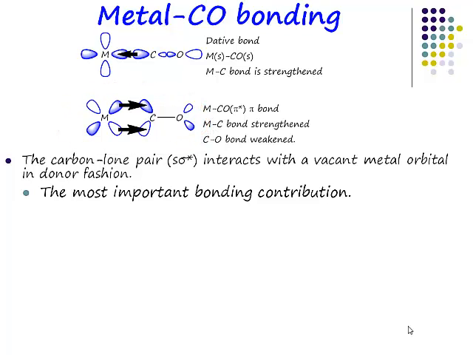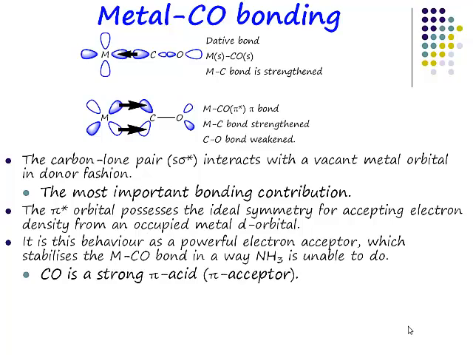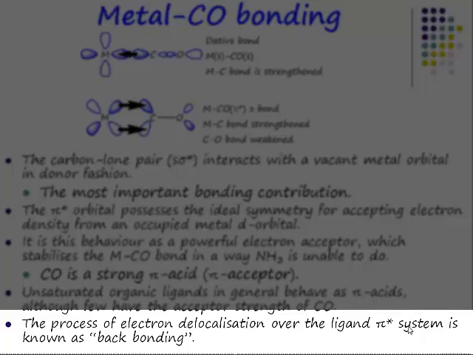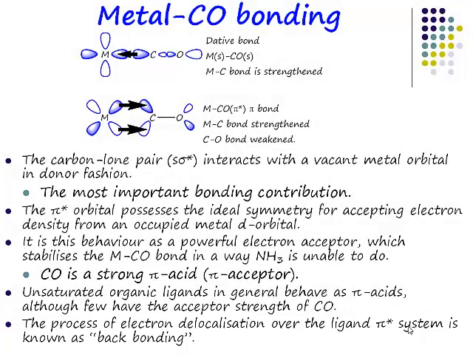And that's going to be really important in a minute when we look at the infrared stretching frequencies of metal-carbonyl complexes. The one point I didn't stress here, this process of donating electron density from the metal to the ligand is known as back bonding. Okay, so classically bonding is electron density from the ligand to the metal. Back bonding is electron density from the metal to the ligand.